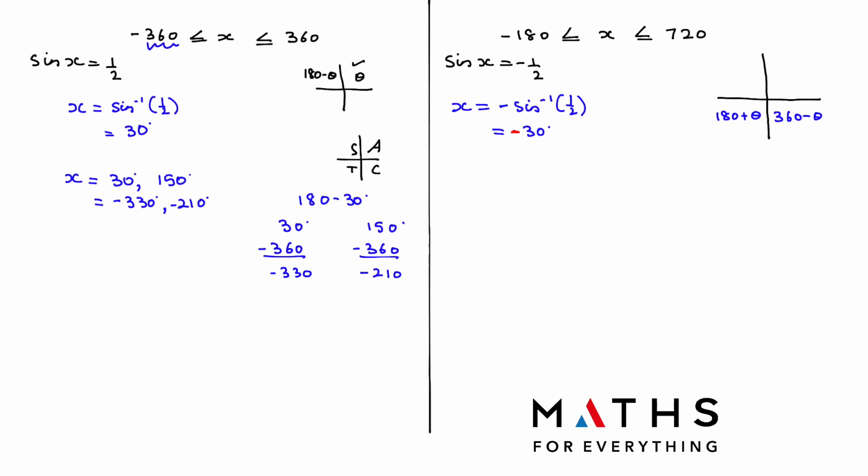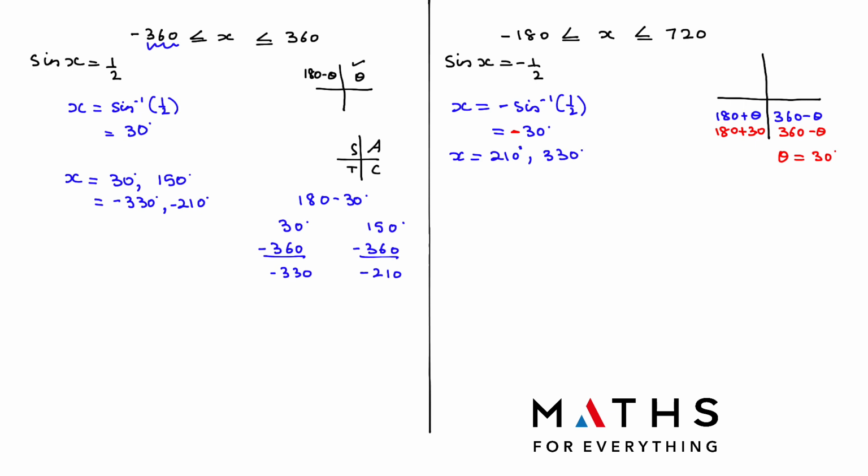Theta can never be negative. So theta is always going to be positive. The negative, like I told you, is only to let us know we have to look for quadrants where sine is negative. Replace your theta with 30. And this will give us x is equal to 210 and 330.